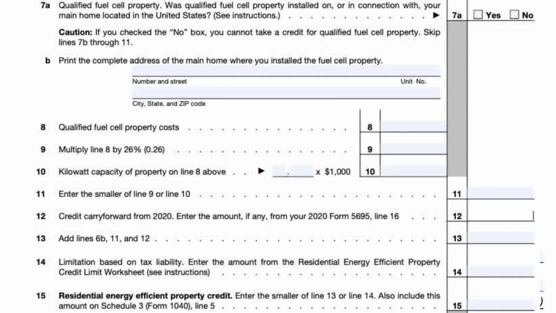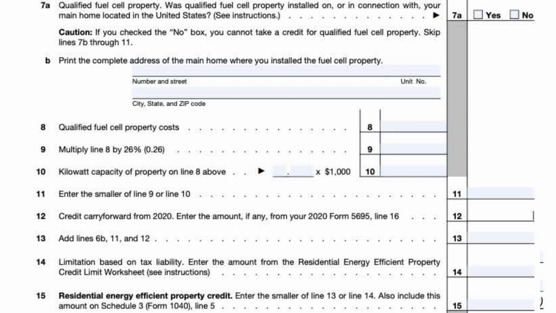Line 7A through 10 asks for information about fuel cell property and if it was installed in the US. Line 12 is for credit carry forward from 2020. Line 13 is to add lines 6B, 11, and 12 together. Line 14 asks to complete the Residential Energy Efficient Property Credit Limit worksheet.